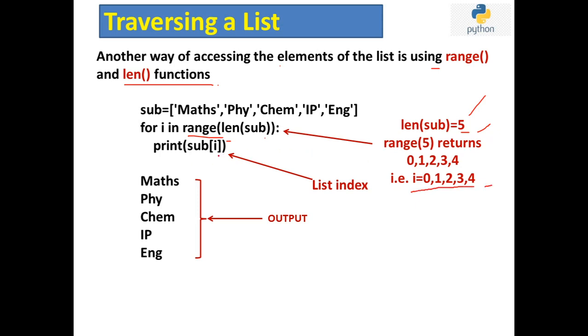And here I am printing the list using the list index, not the list items as earlier. Sub of I, that means sub of 0, sub of 1, sub of 2, like that. And it is also displaying list elements. Let's see a program.